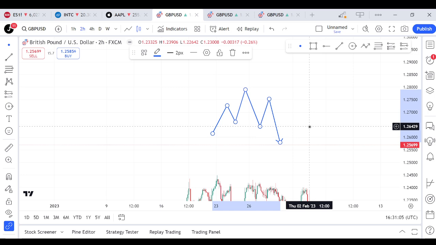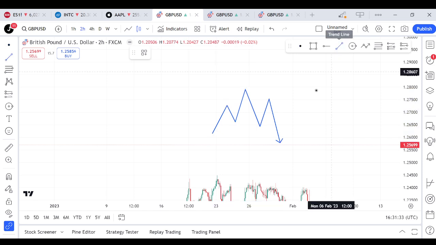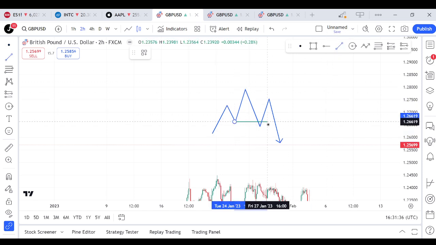The left shoulder rises to a peak and then pulls back, as you can see. The head just shows that price rises again, forming a higher peak, followed by another decline. Now the right shoulder shows that price rises once more but forms a lower peak than the head, signaling weakening momentum. The key element in this pattern is the neckline, which is this.